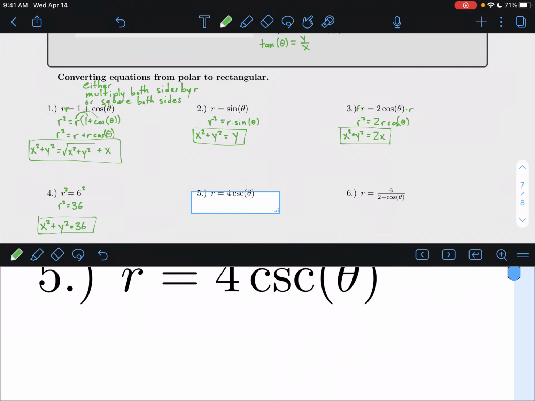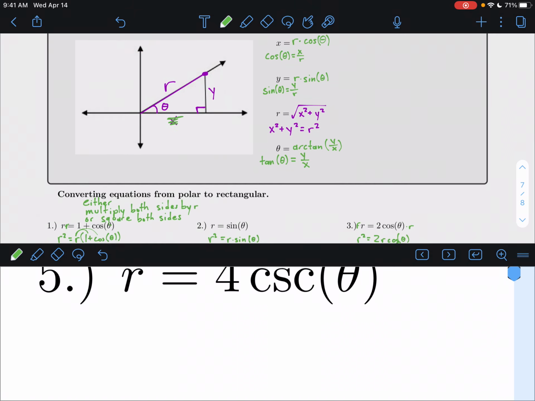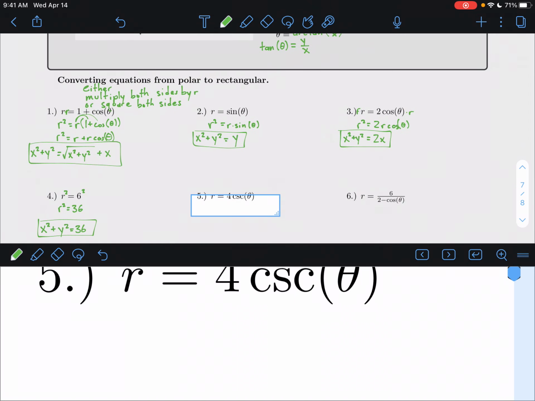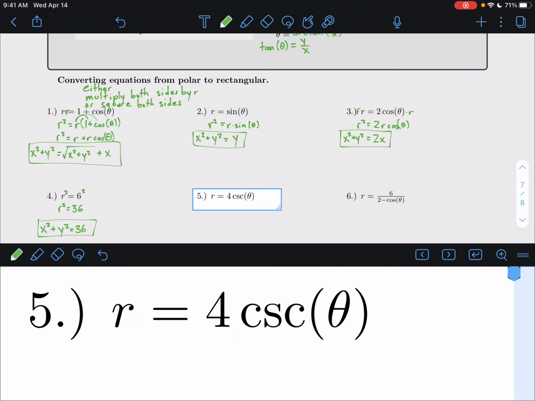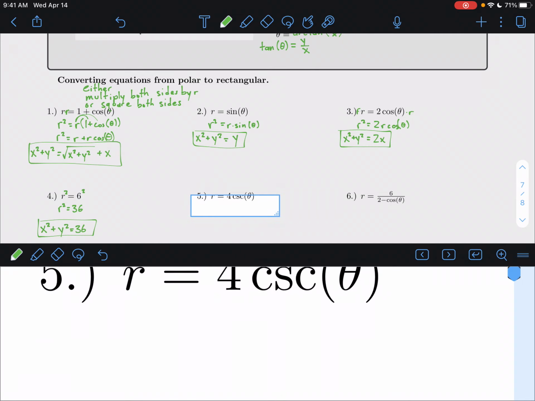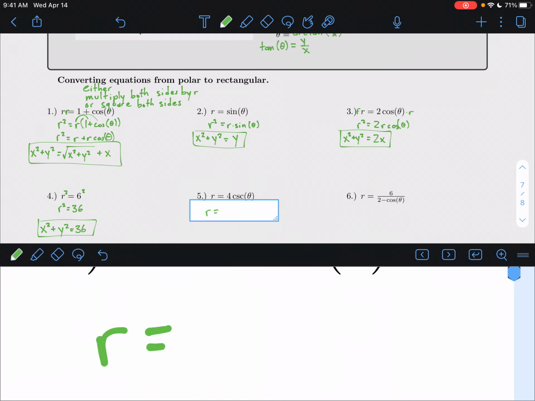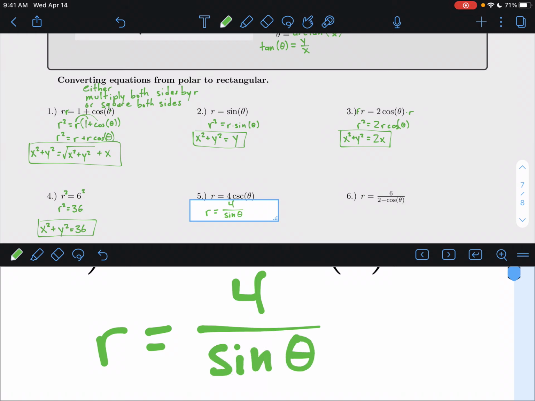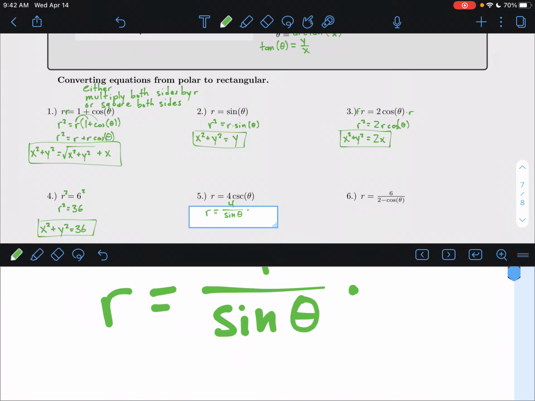On this one, I have r equals 4 times the cosecant of theta. With cosecant, the only things that we really worked with were tangent, sine, and cosine. So I want to get this in terms of tangent, sine, or cosine. Cosecant, I know, is 1 over the sine. So this is going to be r equals 4 over the sine of theta. And on this one, instead of multiplying both sides by r, I see that there's that sine of theta in the denominator. What if I just multiply both sides by that sine of theta?